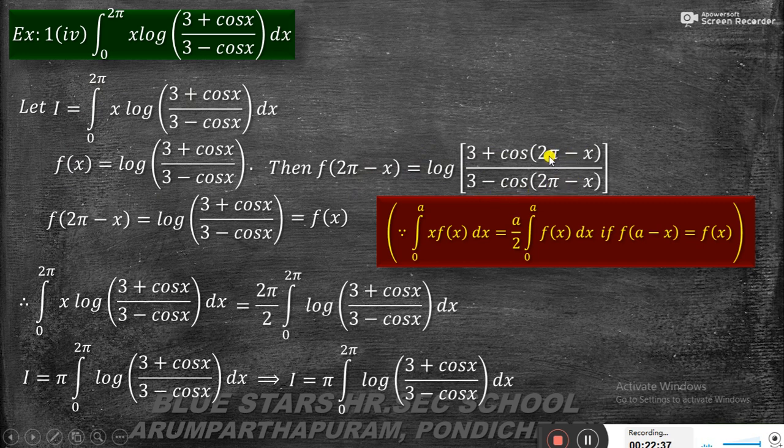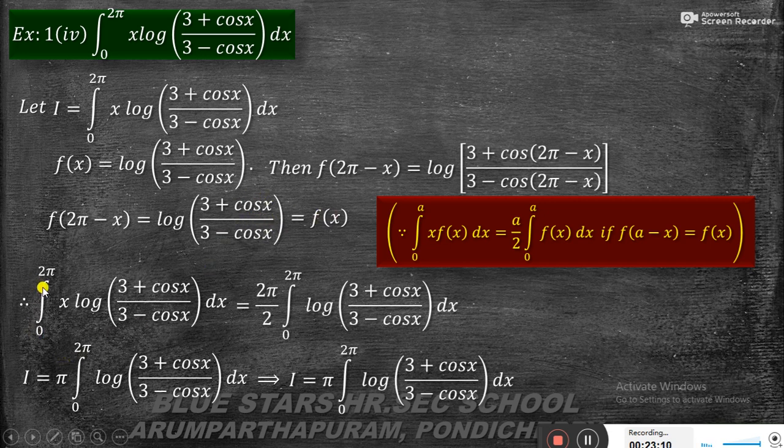So that means 2 pi minus x, here you see, minus x means the angle rotates downward. So from downward means it is the fourth quadrant. 2 pi minus x represents the fourth quadrant. In the fourth quadrant, cos and secant are positive, remaining functions are negative. So cos means positive, means we write cos of 2 pi minus x means cos x. So I write it, so log of 3 plus cos x by 3 minus cos x. This function I take as f of x.